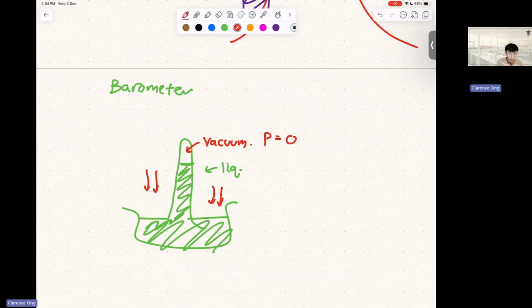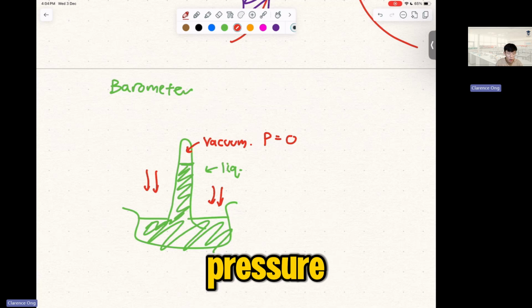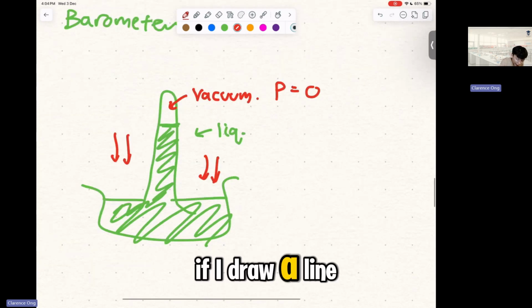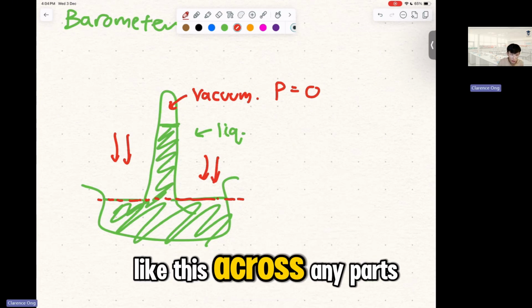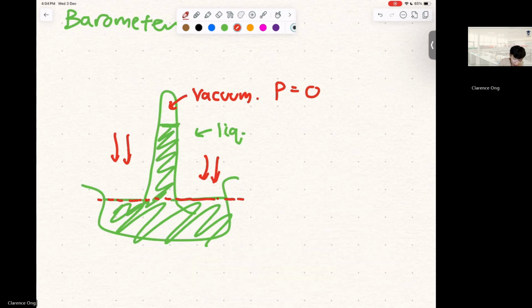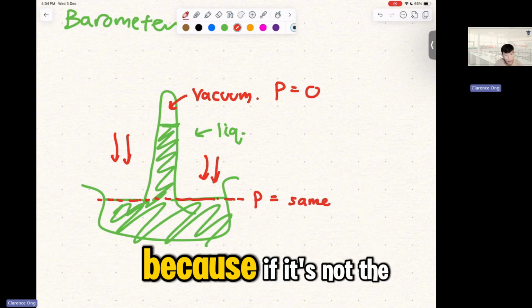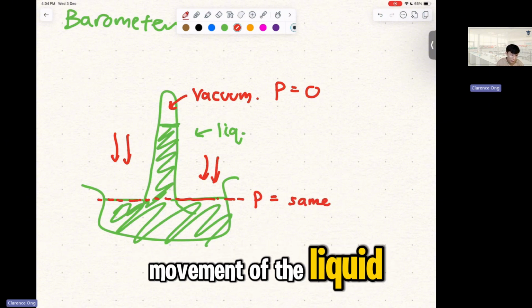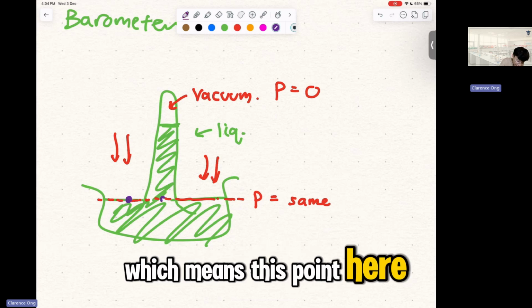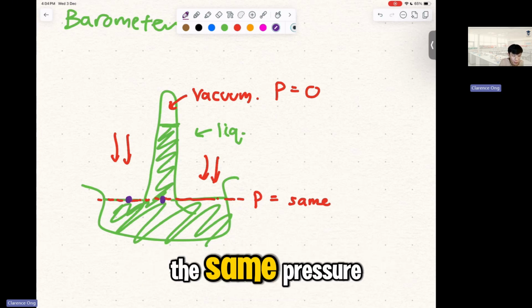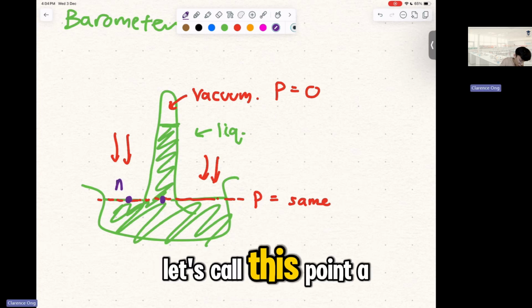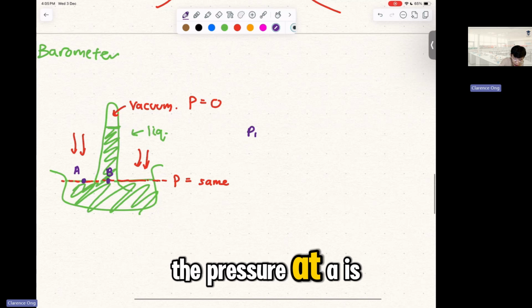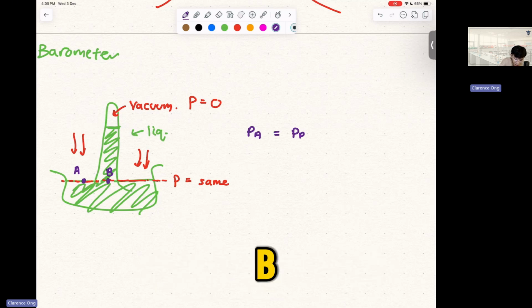The concept that we have to use here is that the pressure along the same level on the liquid is always the same. If I draw a line like this across any parts of the liquid, I know that the pressure is always the same. Because if it's not the same, then there will be movement of the liquid. So this point here and this point here have the same pressure. Let's call this point A and this point B. The pressure at A is equal to the pressure at B.